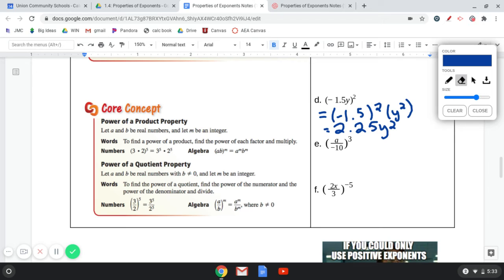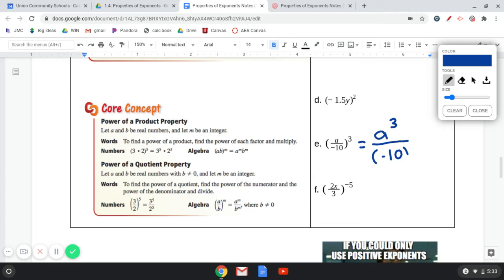So for part E, our example E, this is equal to, we can do this as a cubed over negative 10 cubed. If you want to simplify this more, this is really a cubed over, let's see, 10 cubed is 10 times 10 times 10, excuse me, negative 10 times negative 10 times negative 10, which would be negative 100 plus another 0, which is negative 1,000.